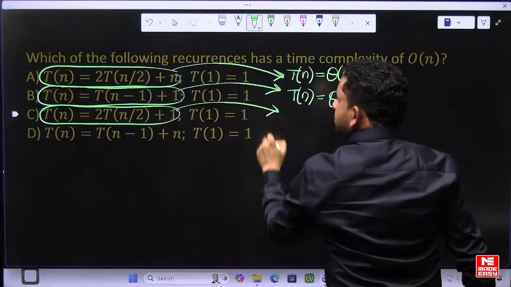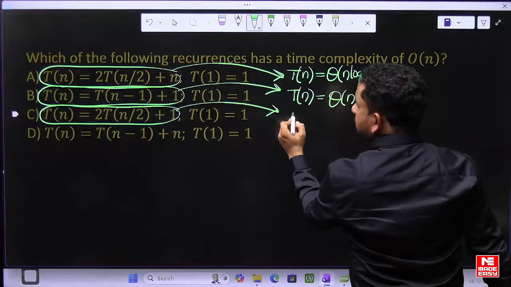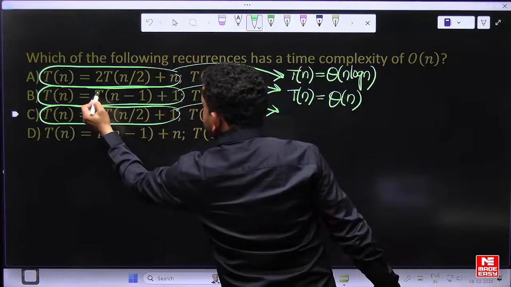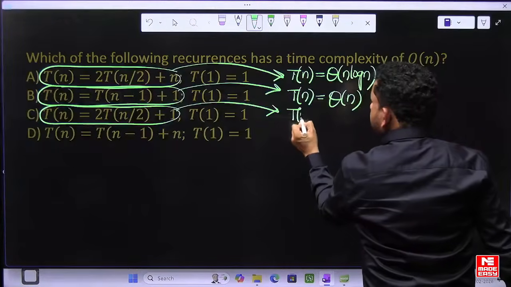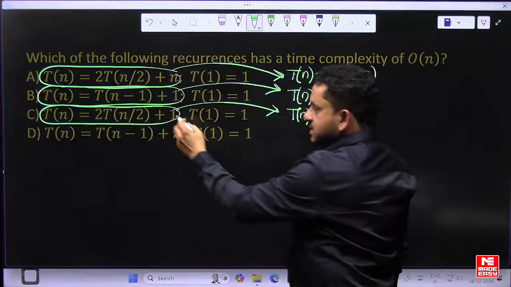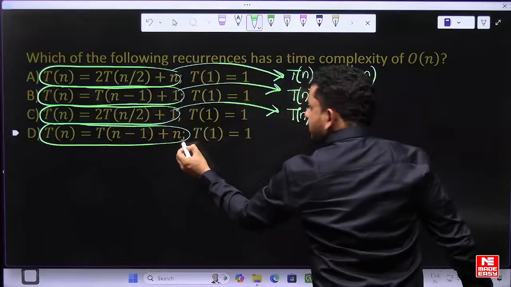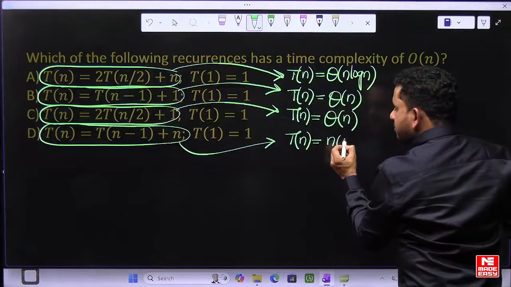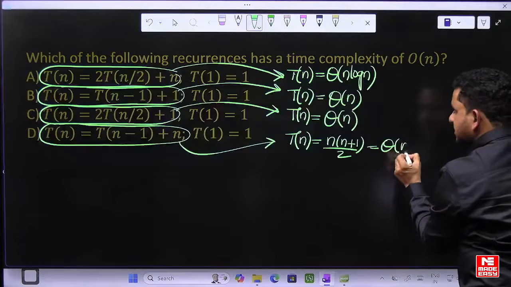It is 2T(n/2) plus, okay, according to this option I am answering. T(n) is also theta of n to the power of, master theorem case 1 is applicable. So this recursion is the recursion for sum of n natural numbers. So T(n) is n into n plus 1 by 2, it is theta of n square.